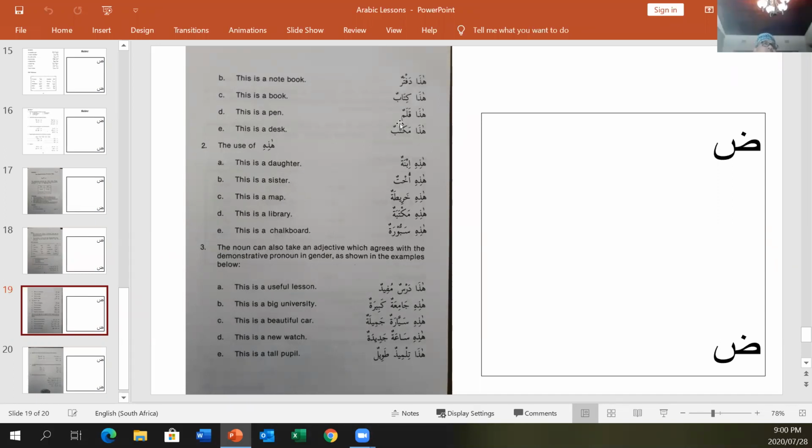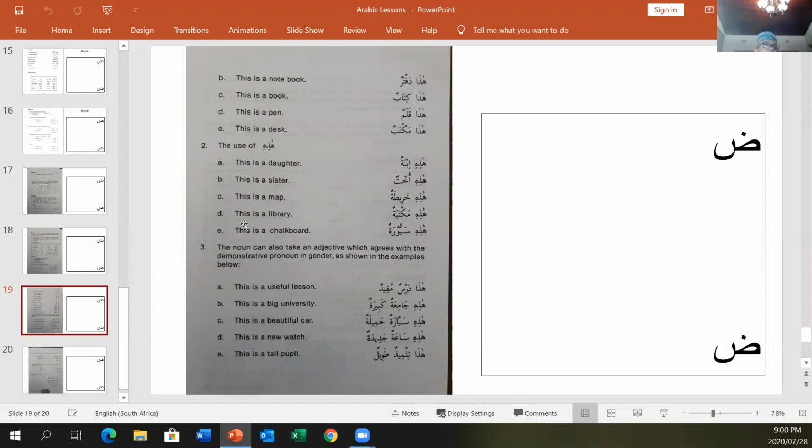The next one, number D, hadha qalamun. This is a pen. Once again, qalamun is masculine, so hadha refers to qalamun. And the last one, hadha maktabun. Maktabun is a desk. Hadha maktabun, meaning this is a desk. If you must say this is a library, then it will be hadihi maktabatun. Remember, a library is a maktabatun. Is everybody comfortable with that? I think that is quite self-explanatory.